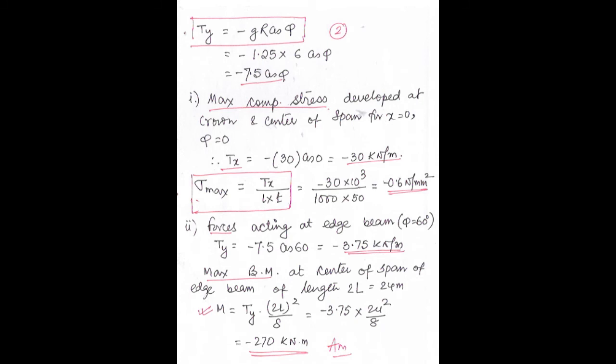So the maximum bending moment at the center of the span of the edge beam of length 2L equal to 24 meter: what will be its value? M is equal to Ty into (2L) square by 8. As I have explained earlier, the maximum bending moment is WL square by 8, where W means here the Ty value, correct? So if you put the values, we get the maximum bending moment as 270 kilonewton meter.